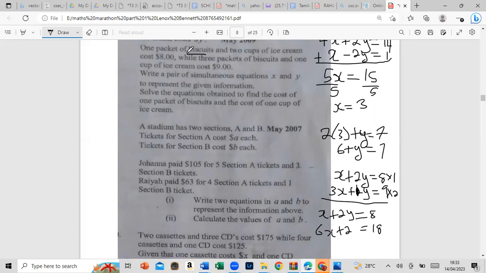So 1 pack of biscuit and 2 cups of ice cream together, or 3 packs of biscuit and 1 cup. It's supposed to be 3, yeah. You're correct. All right, so we are going to subtract because both of them are positive, right? Once both of them have the same sign, whether 2 negative or 2 positive, we have to subtract. So this would give us negative 5x since 6 is bigger, and then 8 minus 18 would give us negative 10. So that means x is equal to 2.